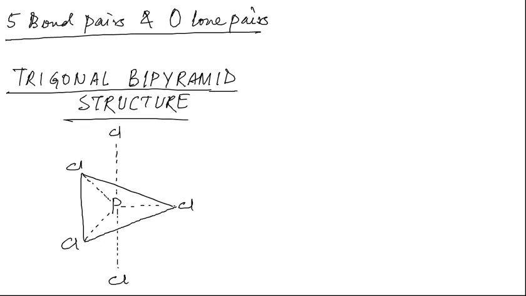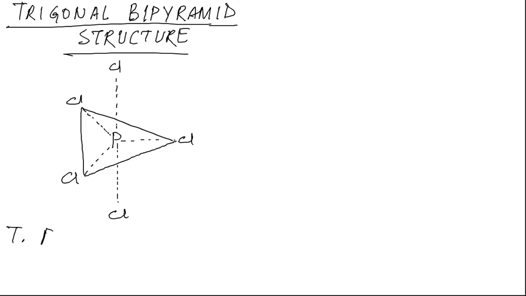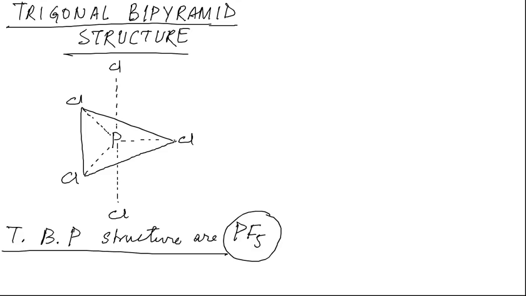This structure is there because there are 5 bond pairs to be distributed around the central phosphorus atom, and to minimize the repulsions between these 5 bond pairs, the PCl5 molecule takes the shape of a trigonal bipyramid. Another example of a trigonal bipyramid or TBP structure is PF5. PF5 can also have a trigonal bipyramid structure.